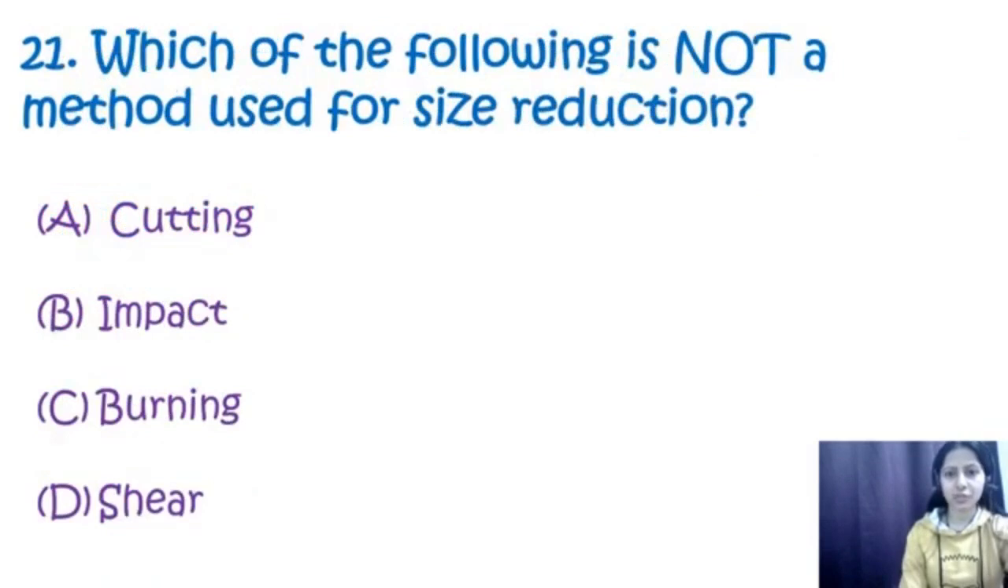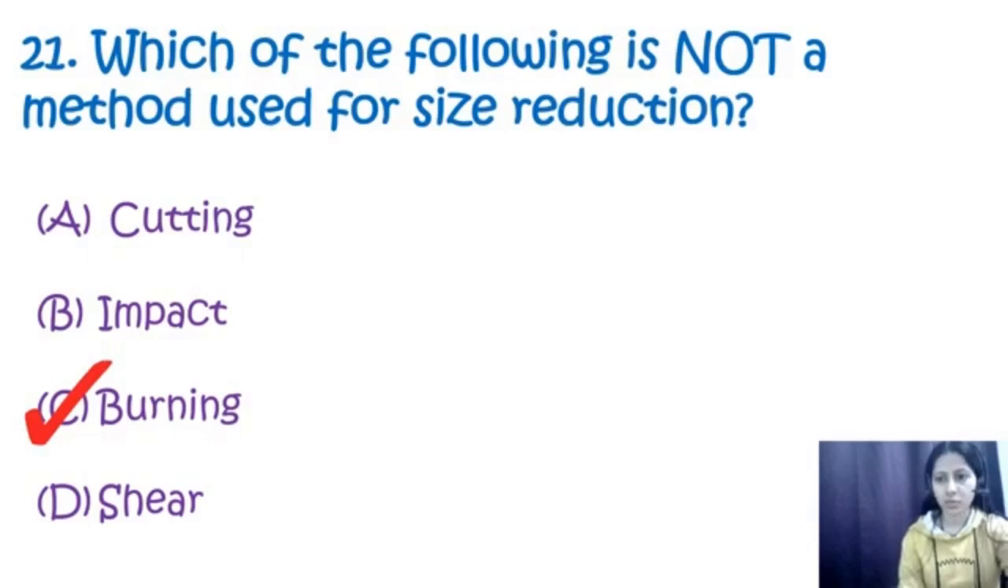Number 21. Which of the following is not a method used for size reduction? So over here it is saying not a method. Options are A cutting, B impact, C burning, and D shear. So over here option number C, that is burning, it is not a method for size reduction.